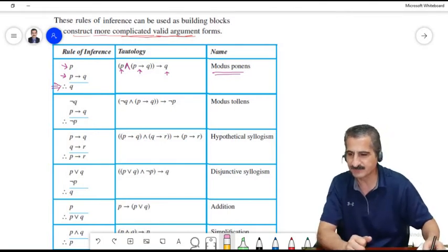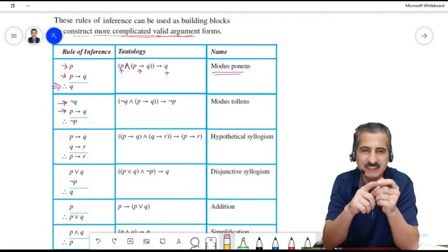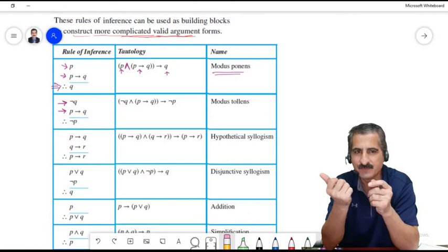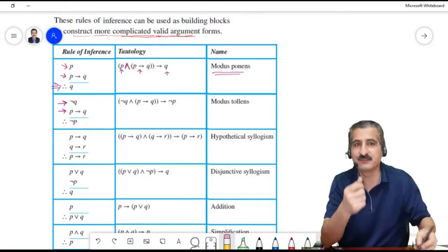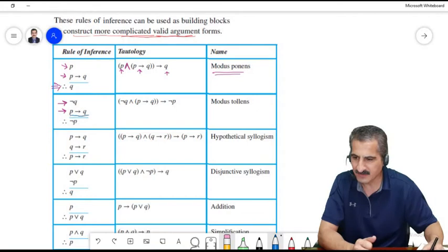Okay. Let me now explain the second one. This says if not Q is happening, and we have the following to be true, P gives Q, then not P is happening. And this needs to be explained. Let me take this one here. P gives Q.